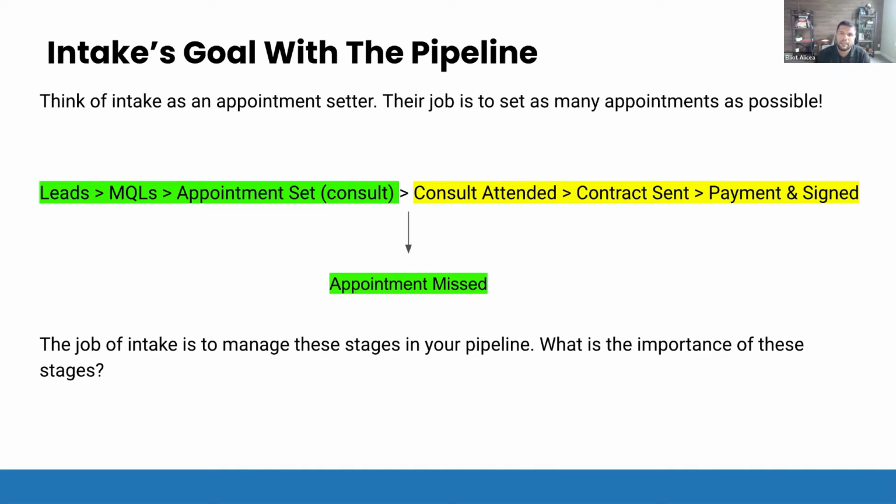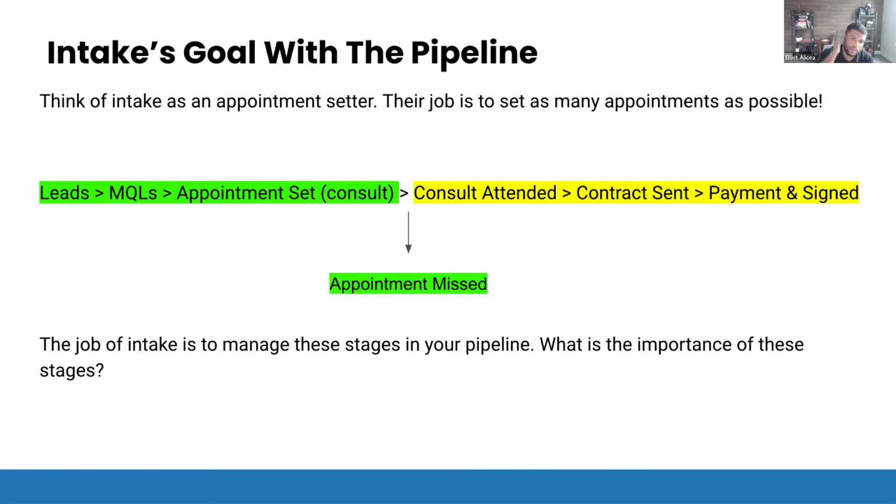So the intake's goal with the pipeline is, again, you want to think of them as an appointment setter, and their job is to get as many appointments as possible, right? We want to obviously get good appointments, but we want to set as many as possible. So the stages that an intake person is responsible for are these stages here. They're responsible for all the new leads coming into the firm. And their goal is to move these leads to the right of the pipeline, getting them closer and closer to payment and signed. So this little view I have here is essentially a pipeline.